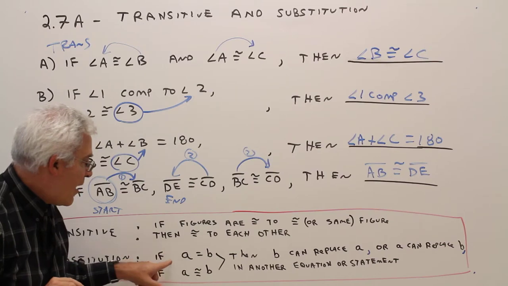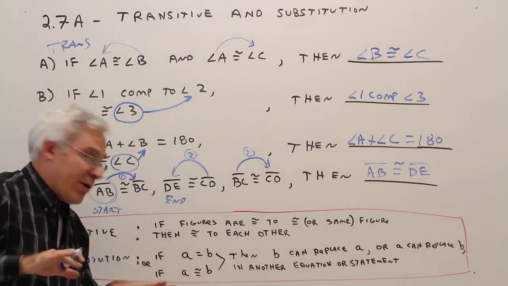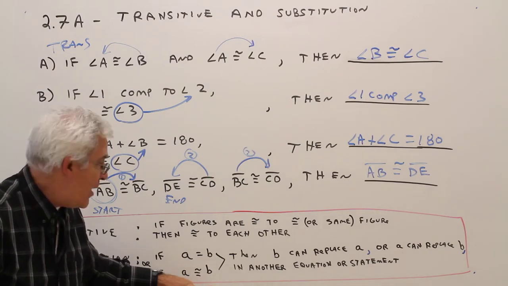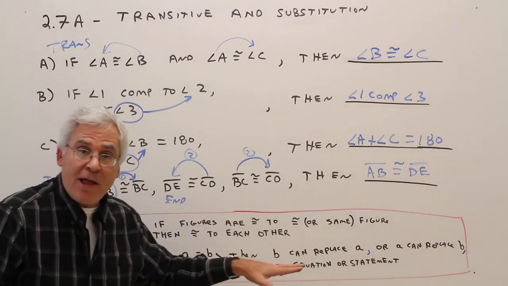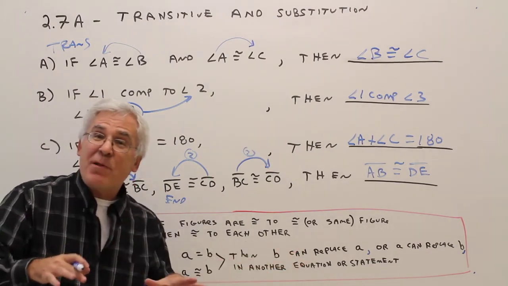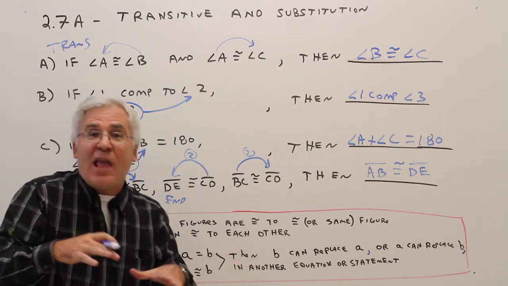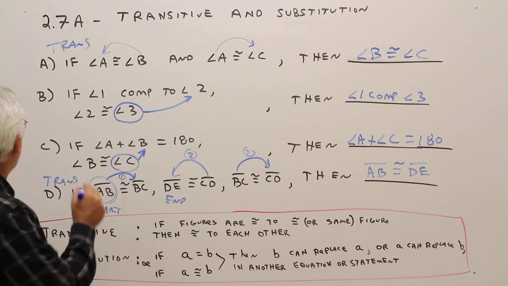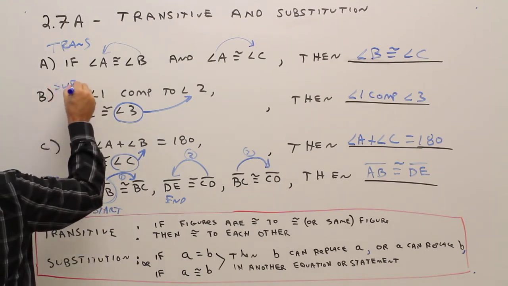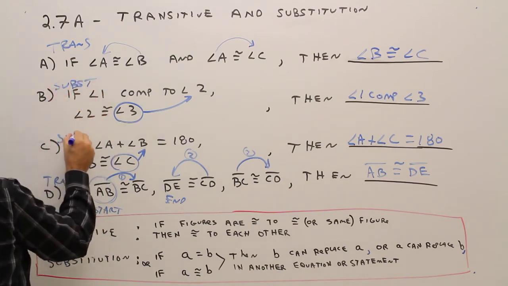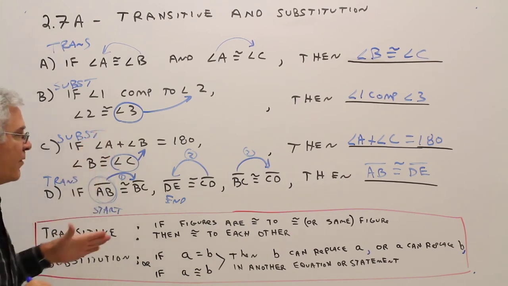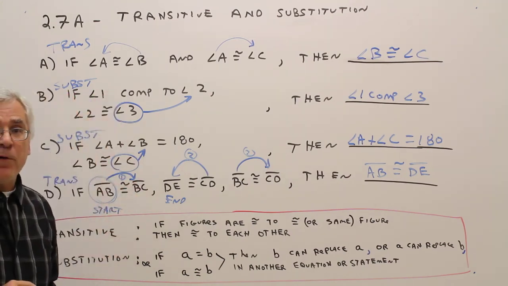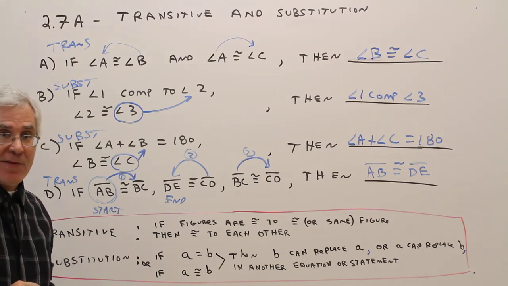Substitution: if A equals B, or in geometry, if figure A is congruent to figure B, then B can replace A, or A can replace B in a different statement or equation, as we saw in these examples here. So I'll call this substitution, and I'll call that substitution. So there you have it, a brief overview of transitive and substitution.